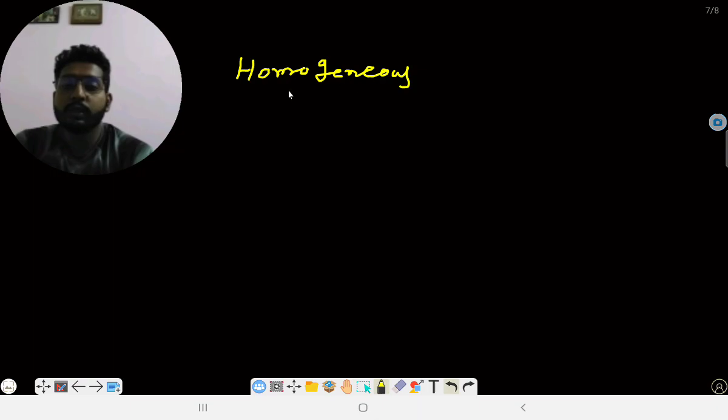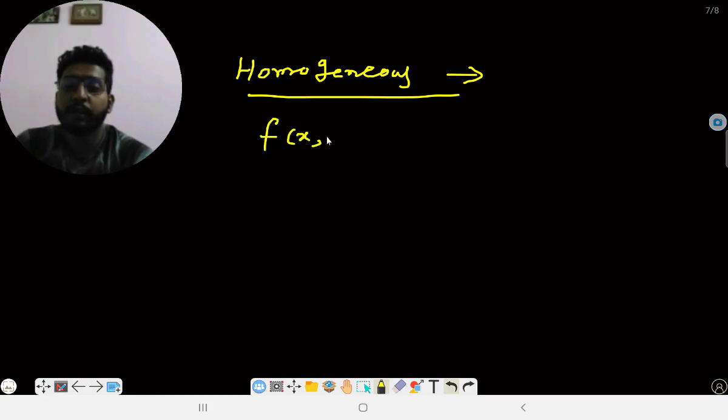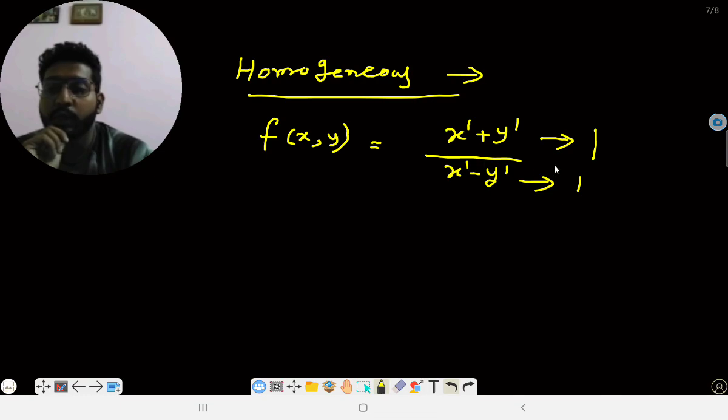Now what is homogeneous? How do we know whether something is homogeneous or not? Suppose there is a function f(x,y). The function is like this: x plus y in the numerator, and x minus y in the denominator. Now look at this, what is the highest power here? 1 and 1. If I add, the power will remain unchanged. That means the overall power of the numerator is 1, and in the denominator the power is also 1. So the power of the numerator and the power of the denominator are the same. That means it is a homogeneous function.